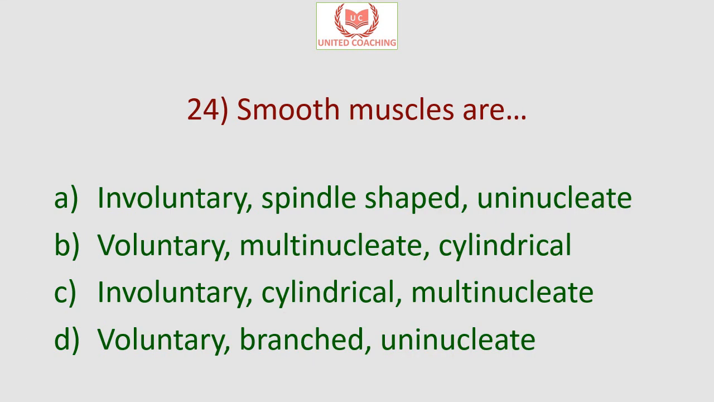Our next question is, smooth muscles are. So in a question like this, you have to remember the location of smooth muscles, that is they are found in the walls of hollow organs like intestine, stomach, blood vessels, etc., where they are responsible for the involuntary movements of these organs. So obviously this will cancel out the voluntary muscle option. Now the other option with involuntary muscle is whether they are spindle shaped or cylindrical. So you have to remember that skeletal muscles are cylindrical and multinucleated. So this will give us option A, that is smooth muscles are involuntary, spindle shaped and uninucleate, that is they have a single nucleus which is centrally located. So the answer over here is option A.